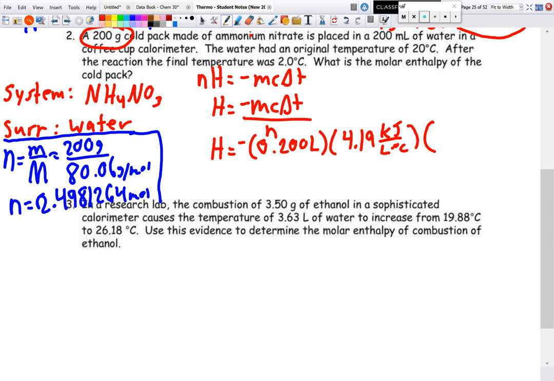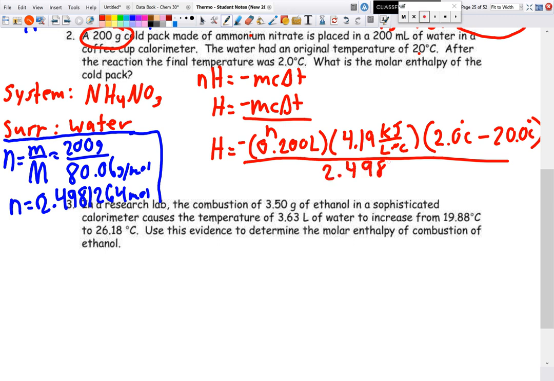Now, when you're writing down temperature, just be careful, because here our initial temperature is 20, our final is 2. So for our delta T, we go 2.0 degrees Celsius minus 20.0 degrees Celsius. And we put all this over 2.4981264 moles. And we get our answer this time. ΔH is equal to a positive 6.0 kilojoules per mole. That is that one. Now, of course, we do know because the temperature was going down, it's endothermic, and it should be positive, and that's what it is.